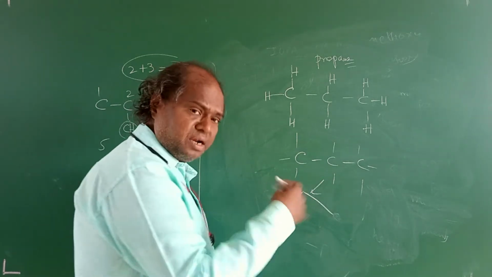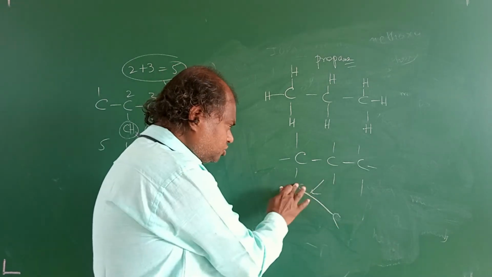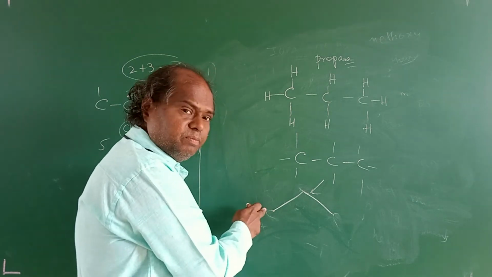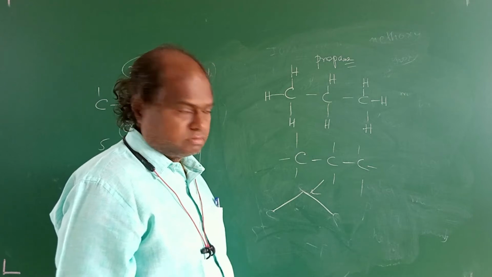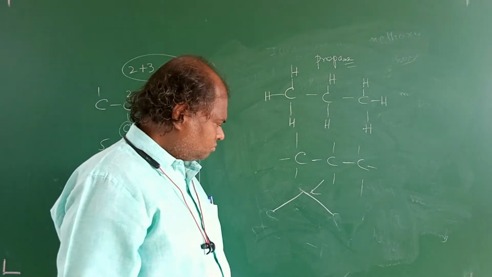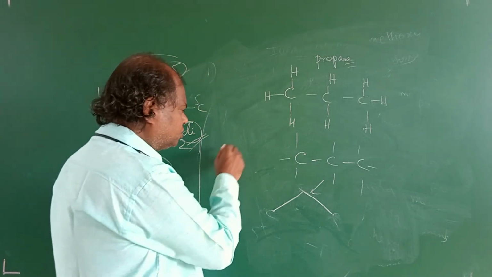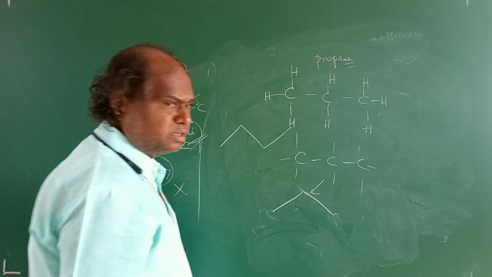There's a carbon here, understood. There's a carbon, understood. There's a carbon. So everything is understood, students. Hydrogens are also there, understood. Is that clear? So you just have to show like this. Now this is propane. Suppose I'm showing butane. How will I show butane? That's it. 1, 2, 3, 4. That's it, butane.